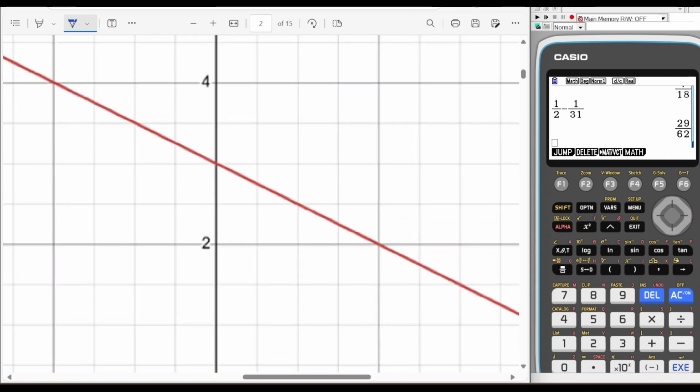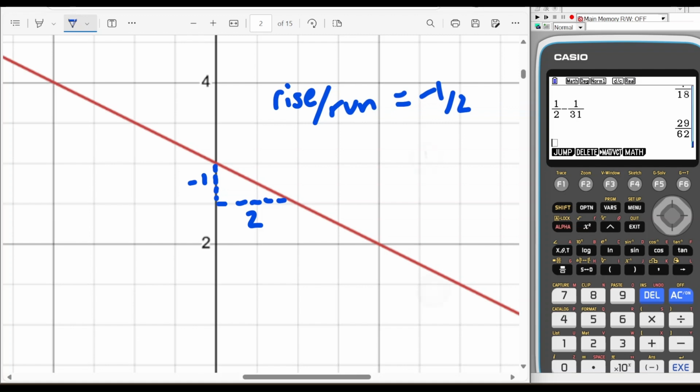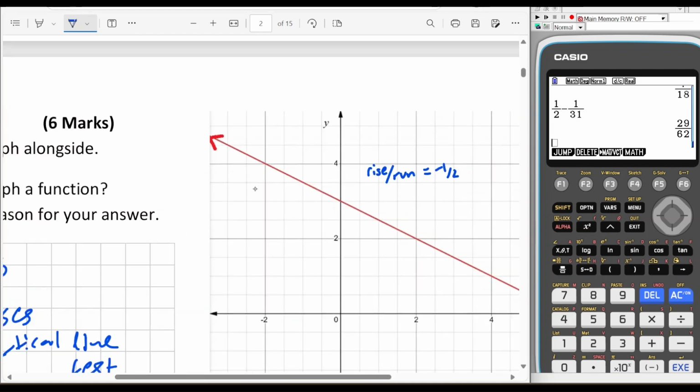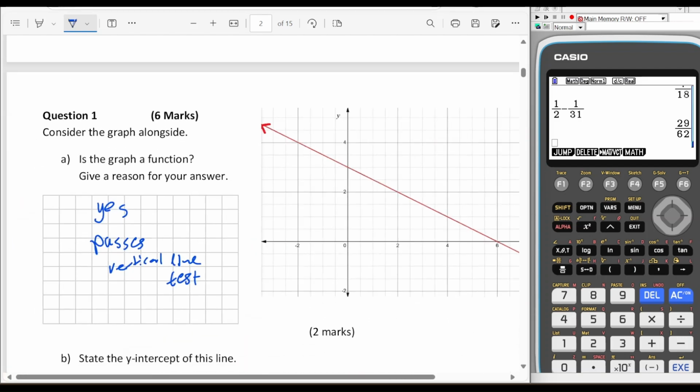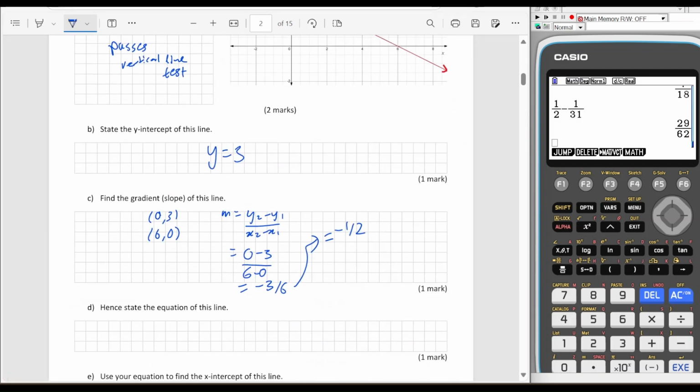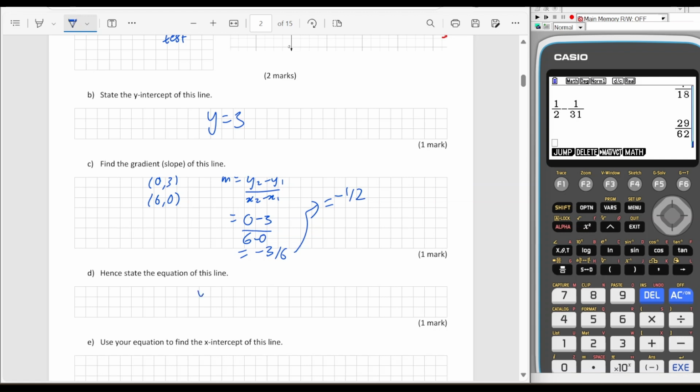You can also see that if you look at this, every time you go down 1, you're going across 2. So if you look at rise over run, it's minus 1 over 2, which is the slope. So that's another way you can look at it. Basically, I just want the slope there, minus a half. Okay, so that's good. Now we can state the equation of the line. It's y equals mx plus c, so that's y equals minus a half x plus 3.